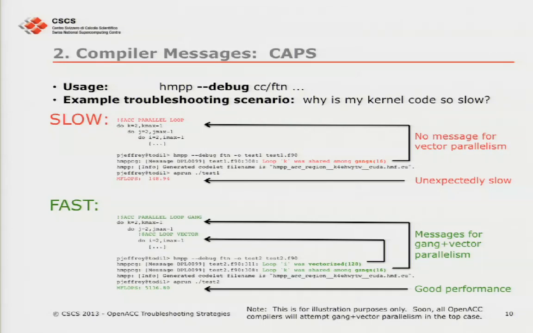If you add more specific loop directives, the compiler is able to add these extra messages here saying that the loop was vectorized, and that's what we want. And in this case, we actually get decent performance. It's a huge difference. So pay attention to your compiler messages because it'll save a lot of trouble.